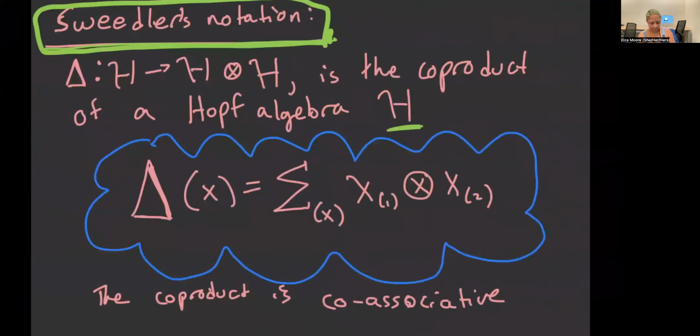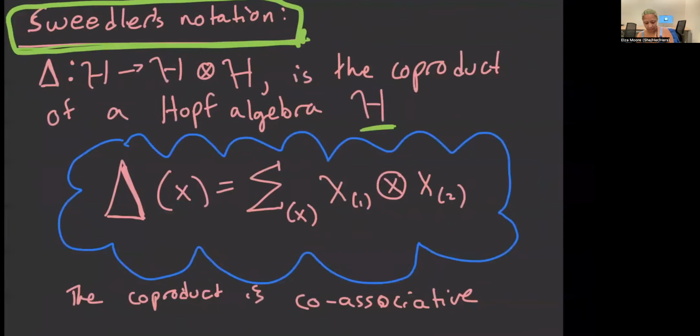And in the text, it says that the coproduct is co-associative. I'm not going to go into what that means, but it's kind of important, but it's too detailed for today.